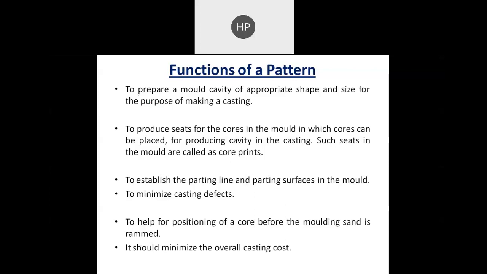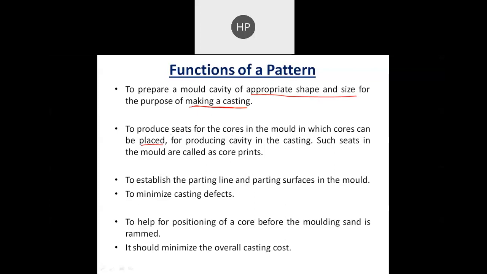To prepare a mold cavity of appropriate shape and size for the purpose of making a casting. So to make a casting we have to make the mold. We have to create a hollow cavity of appropriate shape and size. So how is that appropriate shape and size mold cavity prepared? By using a pattern. To produce seats for cores in the mold in which the core can be placed.